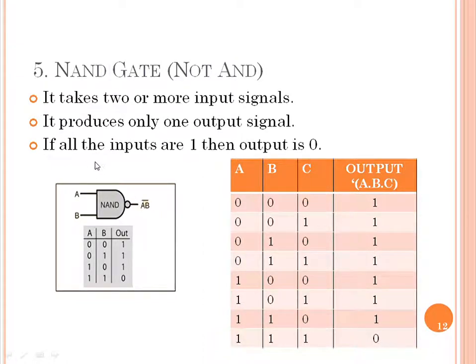So the same thing is written over here. If all the inputs are 1, then the output would be 0. The same case is with two variables as well. Wherever we are getting two ones in the input, there we are getting output as 0.